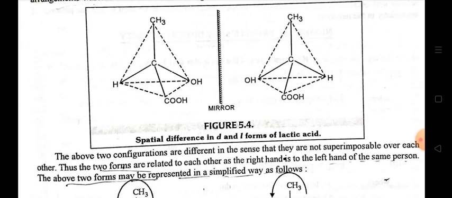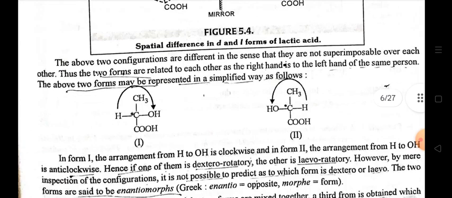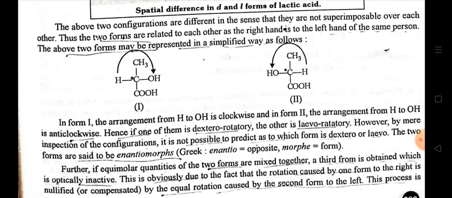The above two forms may be represented in a simplified way as follows. In form 1, the arrangement from H to OH is clockwise, and in form 2, the arrangement from H to OH is anticlockwise. Hence, if one of them is dextrorotatory, the other is levorotatory. However, by mere inspection of the configuration, it is not possible to predict which form is dextro or levo. The two forms are said to be enantiomorphous. Greek enantio means opposite and morph means form.